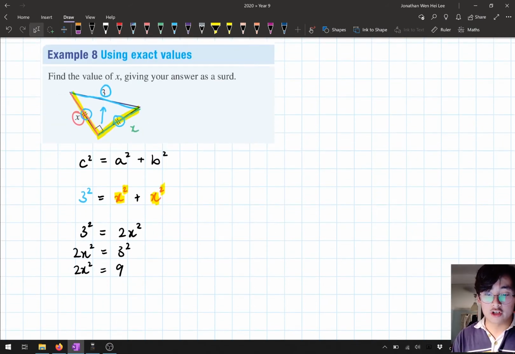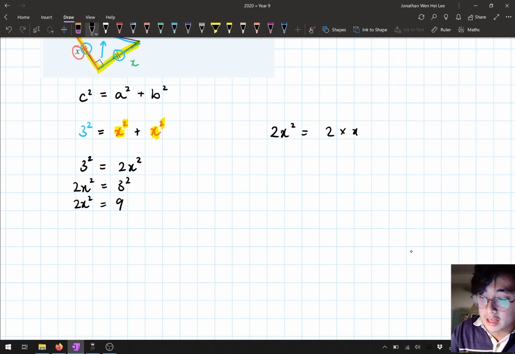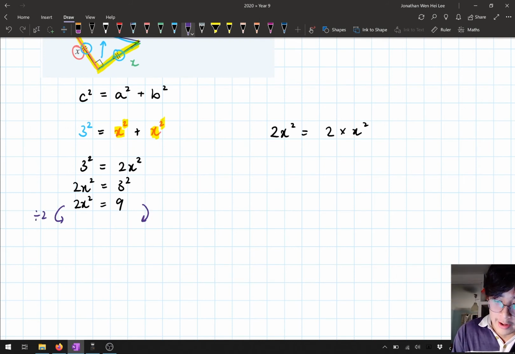Okay, now this is the tricky part. When I've got an x squared and I've got numbers as well, the first thing I deal with is the numbers. So here I've got 2x squared. If you remember, 2x squared is just the same as 2 times x squared. So if I want to get rid of 2 times x squared, what do I need to do? What's the opposite of timesing by 2? Dividing by 2. So I'm going to divide both sides by 2. If I divide the left hand side by 2, I'm just left with x squared. But on the right hand side, I've got 9 over 2.